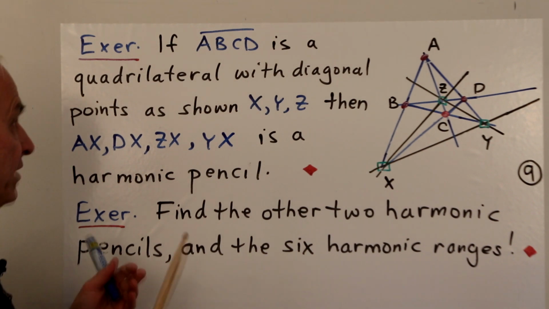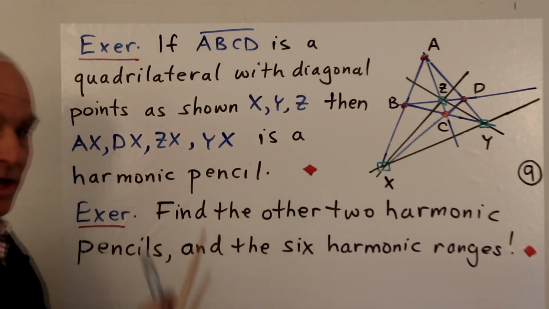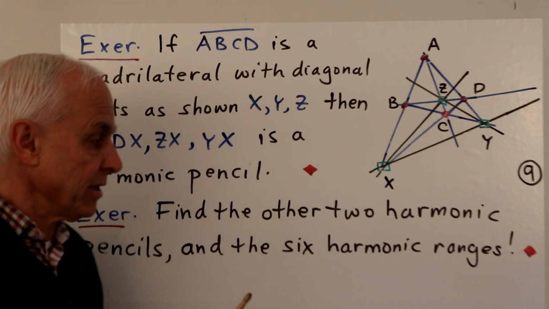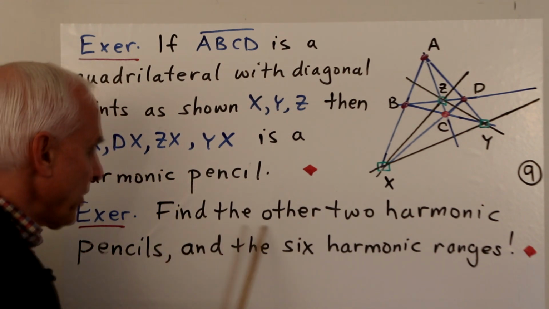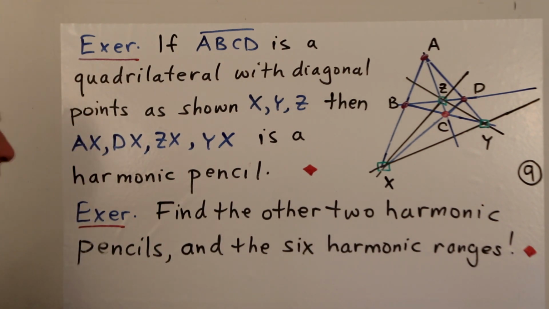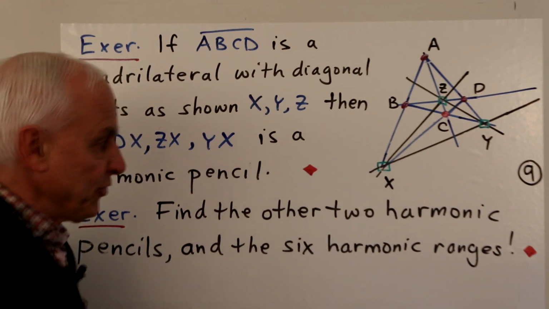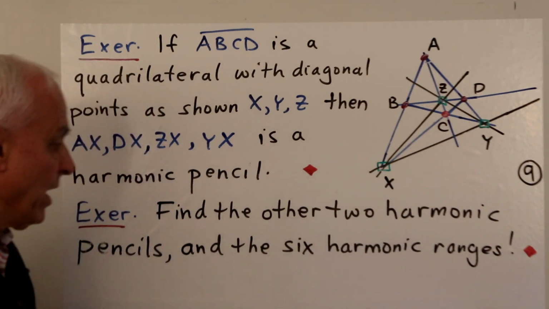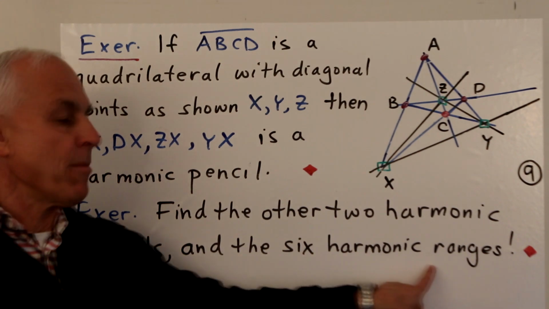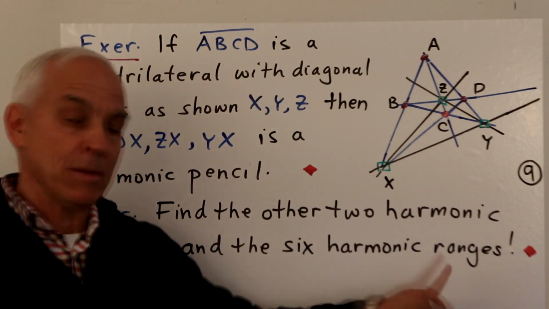As an exercise, first of all, proving that is a great little challenge. And another exercise: find the other 2 harmonic pencils. It's kind of obvious that if there's a story for x, there should also be a story for y and a story for z. And then 6 harmonic ranges. Let me just show you one of them.